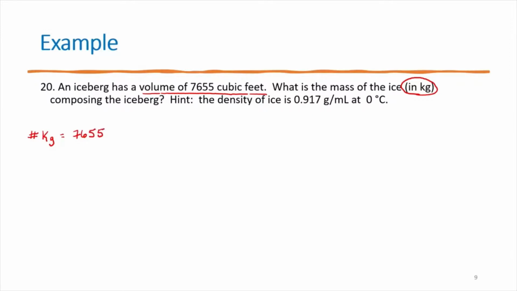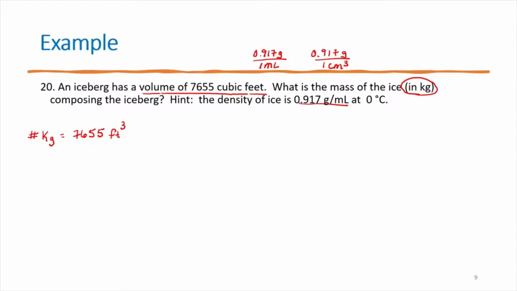7,655 feet cubed, because it's cubic feet. I'm going to go ahead and convert this, because I'm trying to get to kilograms, and I'm going to have to use density here. I know 0.917 grams per 1 mL is the same as 0.917 grams per 1 centimeter cubed. But that means I need to get this value into centimeters. The only conversion I know between the American system and the metric system is 2.54 centimeters equals 1 inch. You may know another conversion, that's fine. That's just the one that I chose to have memorized.